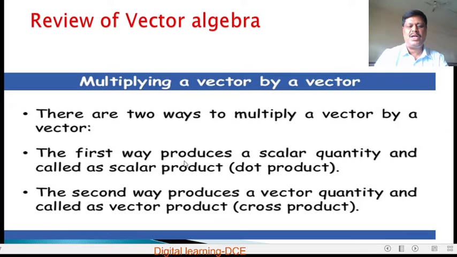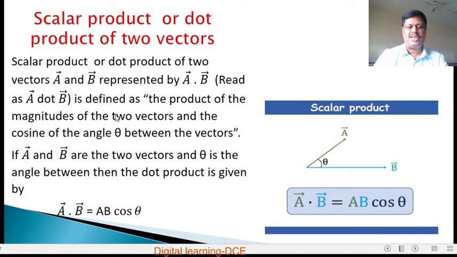That means if you multiply two vectors and it gives a scalar quantity, then the product is called scalar product or dot product. The second way produces a vector quantity and is called vector product or cross product. That means if you multiply two vectors and after multiplication it gives a vector, then it is called vector product or cross product. We will discuss in detail in this slide.